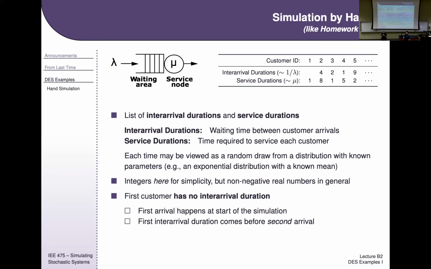I've just used integers here for simplicity, but they normally would be real numbers. People arrive at any time. They could arrive at 0.5, they could arrive at pi, they could arrive at any time. But just to keep the math easier and more compact on the screen, we use integers for these hand simulation examples. That's probably what I'll do for the final exam and midterms as well. But that's not realistic, it's just to make the math easier. Like I said, the first customer has no interarrival duration. All right, that's an overview of that. Any questions about this table?